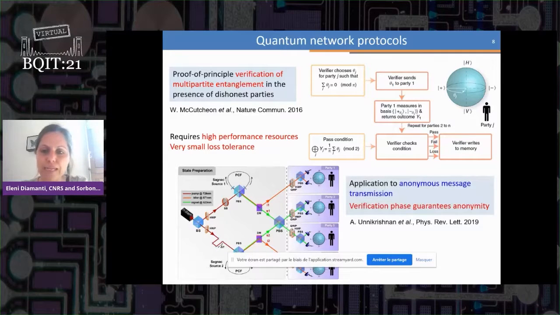So we have theoretically applied this to anonymous message transmission, where the verification phase guarantees anonymity. We have also studied the composability of this framework from a security point of view, and we're currently working on the implementation of this anonymous message transmission protocol based on this verification in our lab.